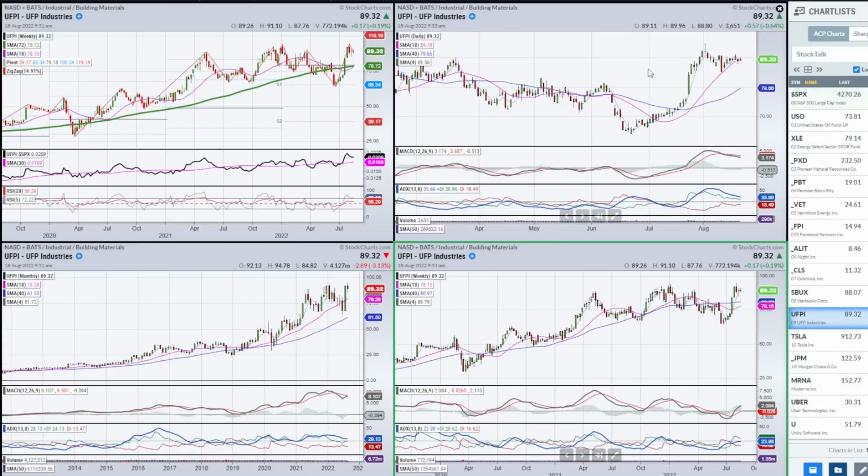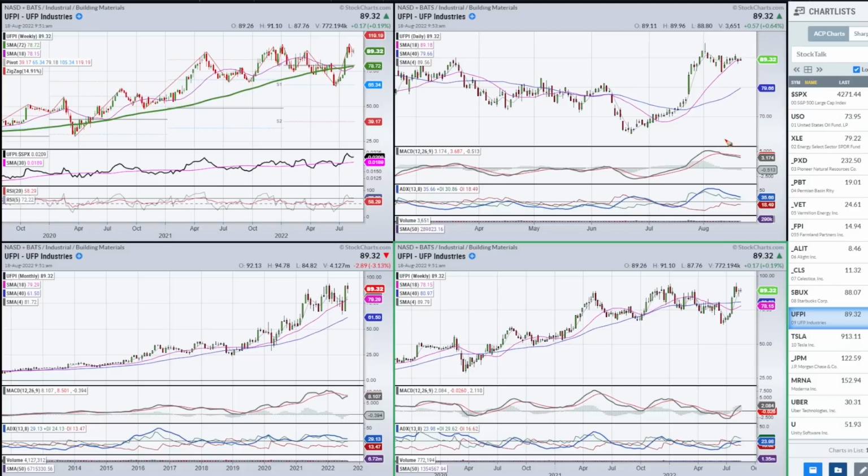So UFPI, overall, pretty good pattern. We had a strong move on the monthly. We have a pretty good look to the weekly chart with green DI taking over again. What I don't like is this big red bar here, and the fact that that caused the MACD to roll down.